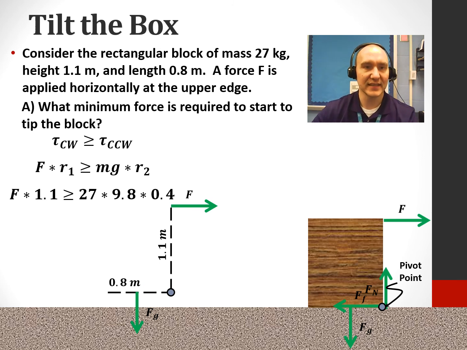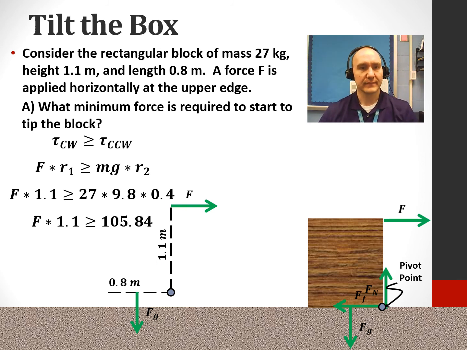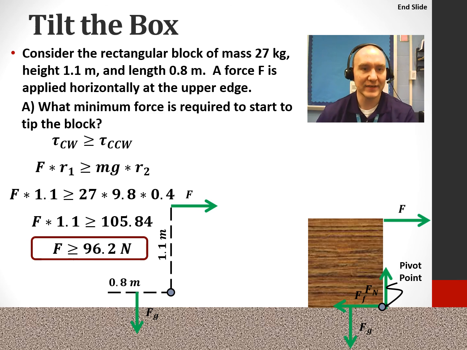Okay, so we set that the torque provided by the force, so it's force times R1, is going to be greater than or equal to the mass times gravity, the force of gravity, times its lever arm as well, half of the distance of that side. All right, so if we solve this, we get 27 times 9.8, that's the force of gravity, times its lever arm, which is 0.4, we get 105.84, divided by 1.1, and we get that the force has to be applied at least 96.2 newtons in order to get it to start tipping over.